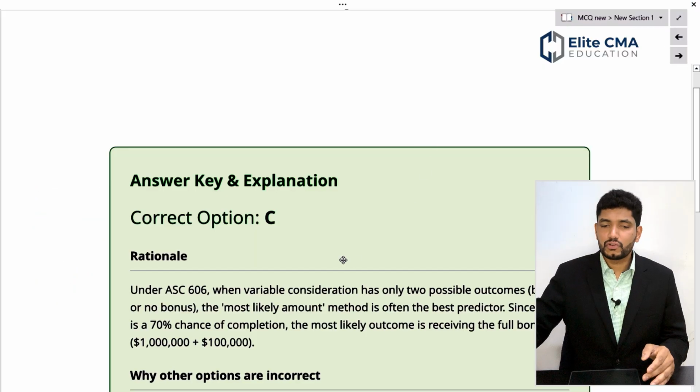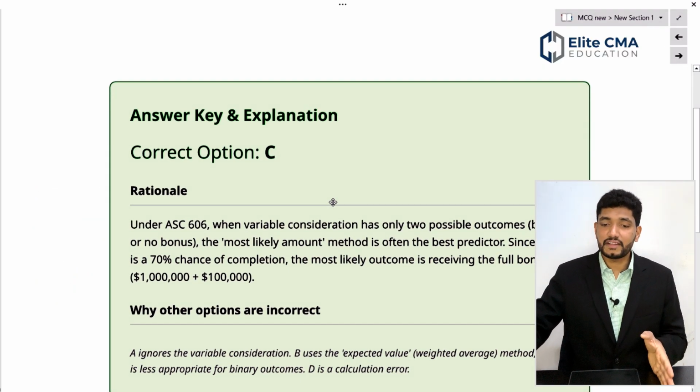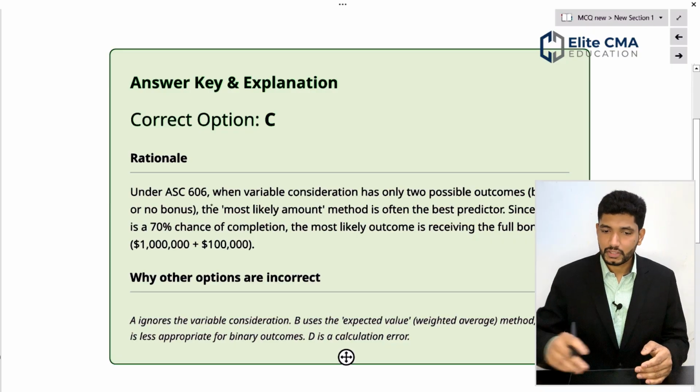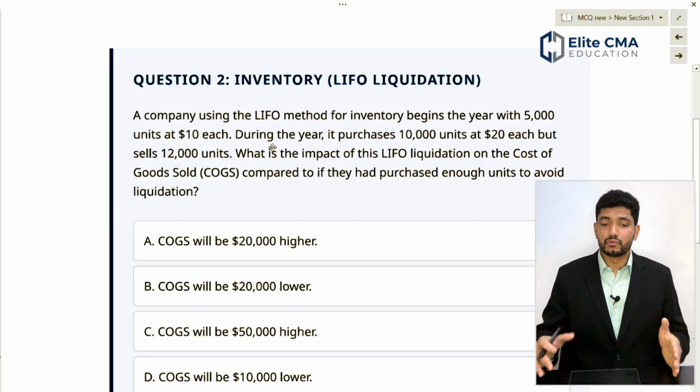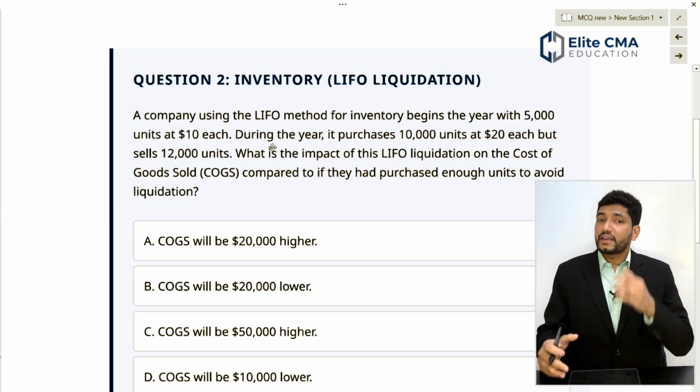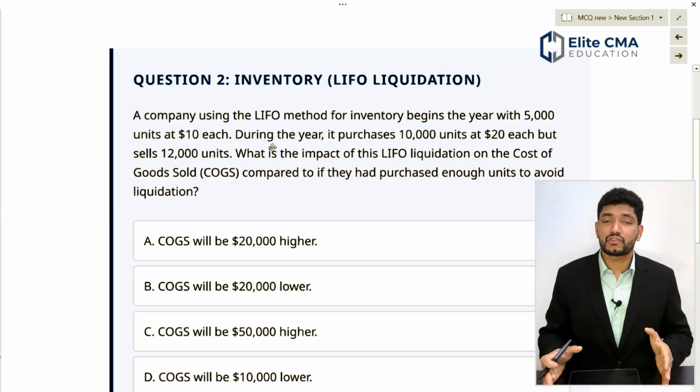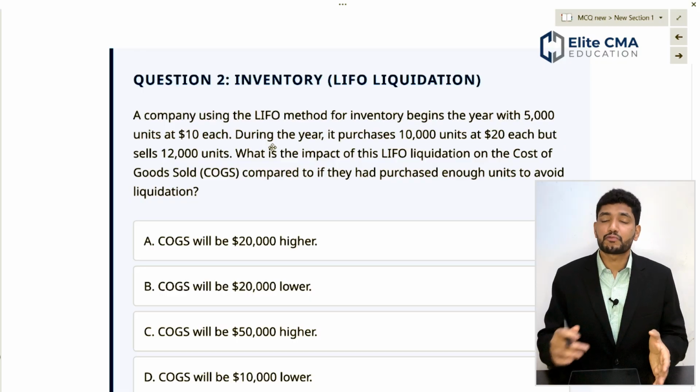So, let us move into the next question. Before going there, you can see the explanation here. Let us move into question number 2. I suggest you pause on each question and try to answer yourself before going into the answer.